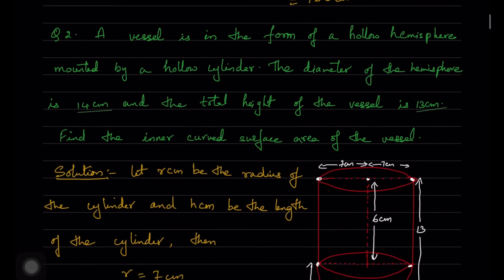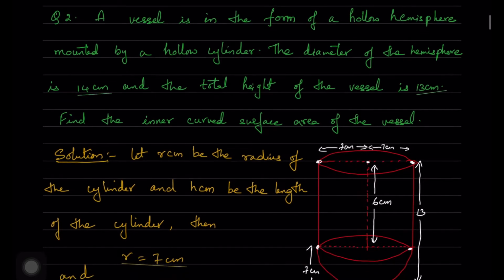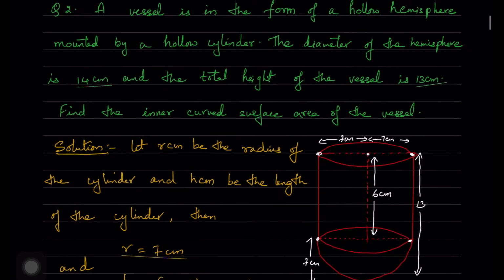Now next problem: a vessel is in the form of a hollow hemisphere mounted by a hollow cylinder. The diameter of the hemisphere is 14 centimeters and the total height of the vessel is 13 centimeters. Find the inner curved surface area of the vessel. So now you have to find out what is the inner curved surface area of this vessel.